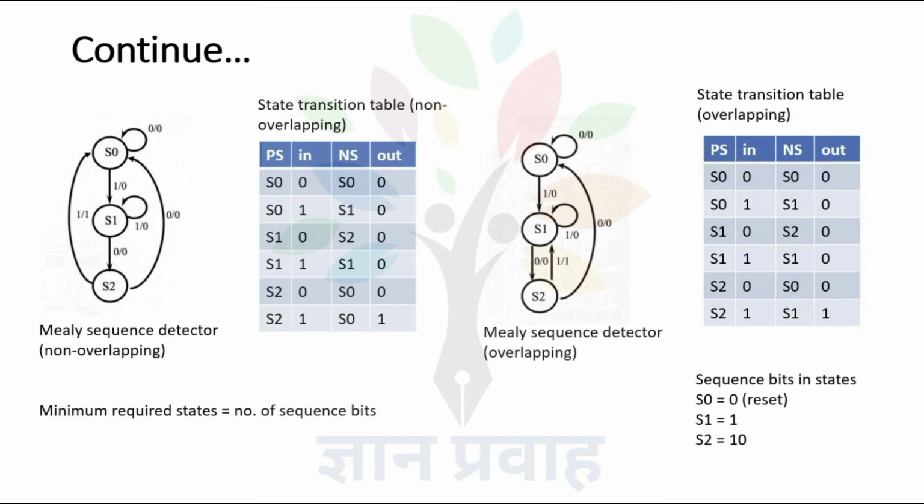Mealy sequence detectors are presented here for the same sequence, that is the 101 sequence, for both working methods, non-overlapping and overlapping. In case of Mealy sequence detection, the minimum required states are the number of sequence bits. The number of sequence bits in the sequence 101 is 3. It means here we require 3 states, and these states are S0, S1 and S2.